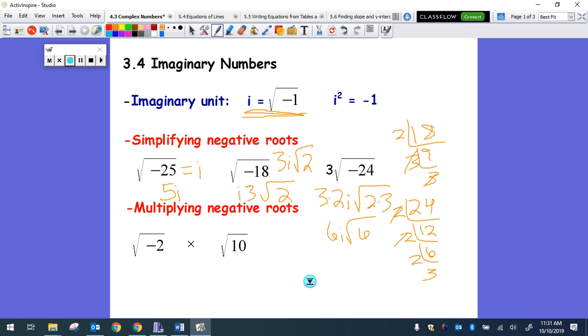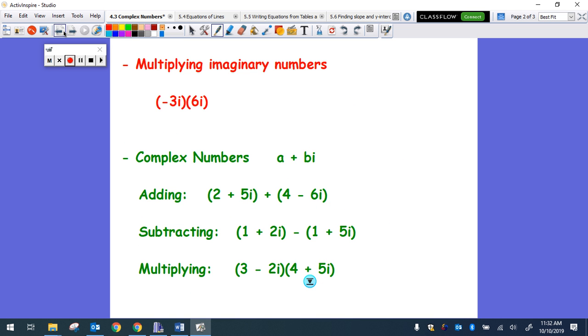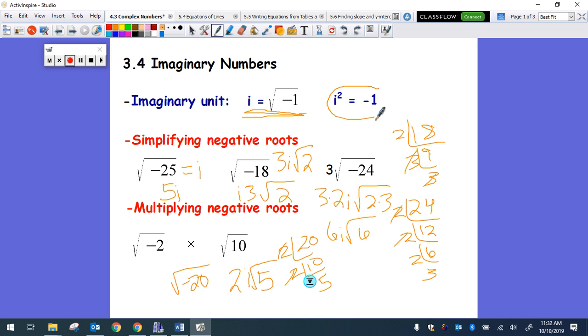Okay? Multiplying. You have two ways to do it. I'm just going to go ahead and multiply those. Negative 2 times 10 is negative 20. And I'm going to take the negative out with an i. And then 20, I don't think will reduce. 2, oh yeah, it will. And 2 will go in there 5. So 2 can come out. And there's a 5 on the inside. So that would be 2i square root of 5. Okay. Also, go ahead and write this down. We're going to use this in the next part. i squared is negative 1. Write that down.